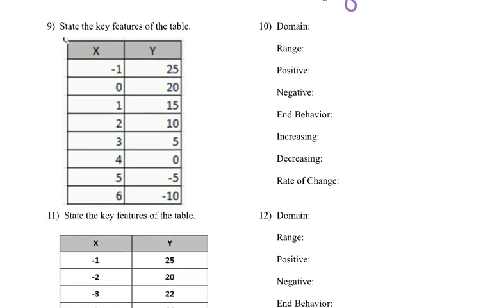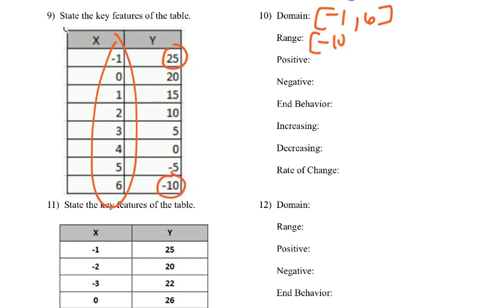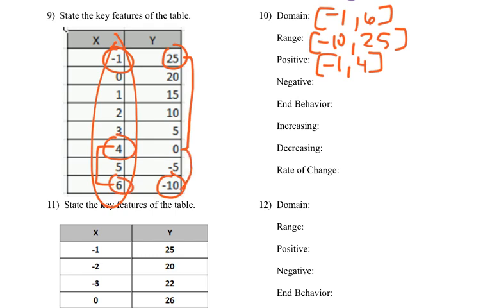Alright. Let's do the same thing now. Domain. It's all these guys. So -1, 0, 1, 2, 3, 4, 5, and 6. Our range, highest is 25, lowest is -10. -10 to 25. Positive, well, 25 to 0 is positive, so -1 to 4. Which would mean negative goes from 4 to 6, because those are when we get negative.